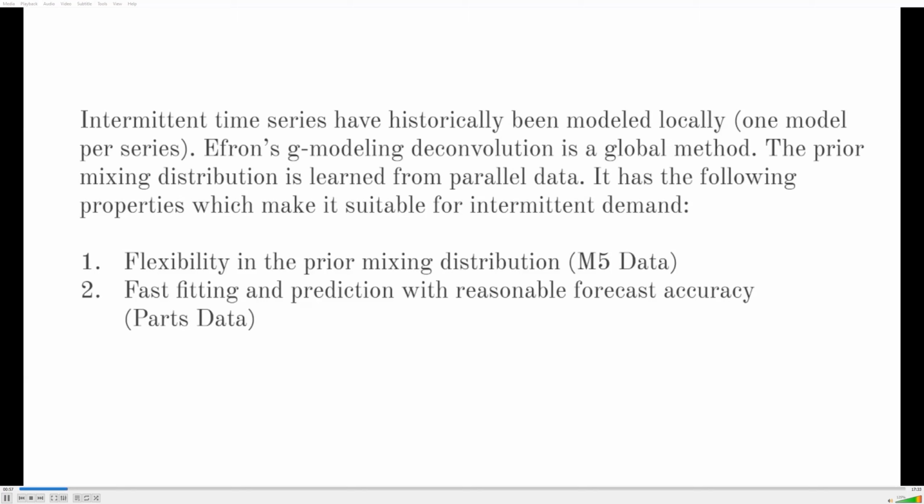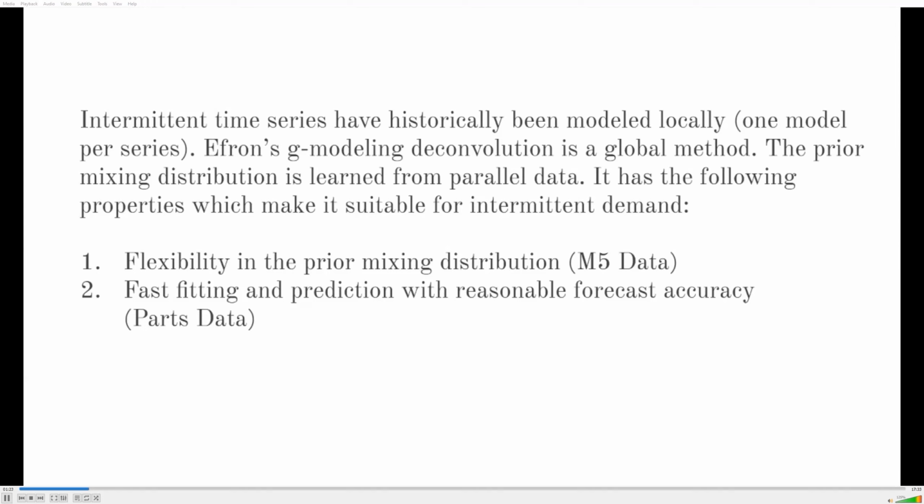There's also another idea with forecasting. There are methods that fit locally, which is one method per time series, and there are also grouped methods which pool time series to model future demand. And so what I'm covering today is Efron's g-modeling deconvolution as a global method for modeling intermittent demand.